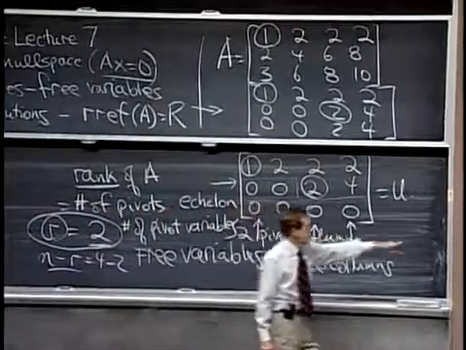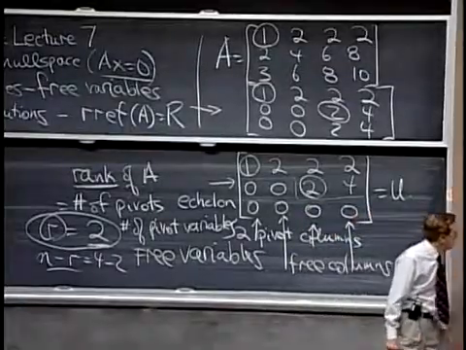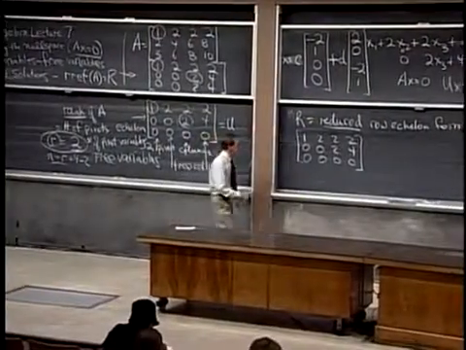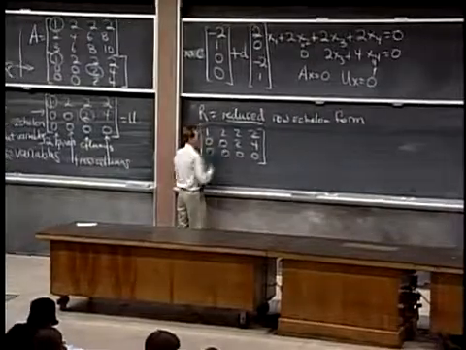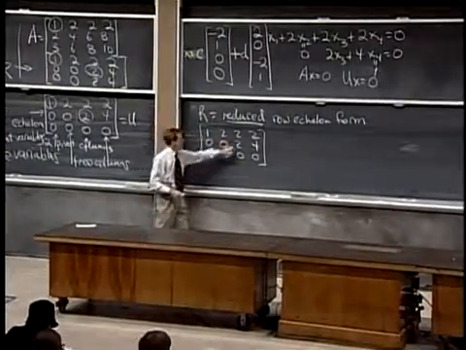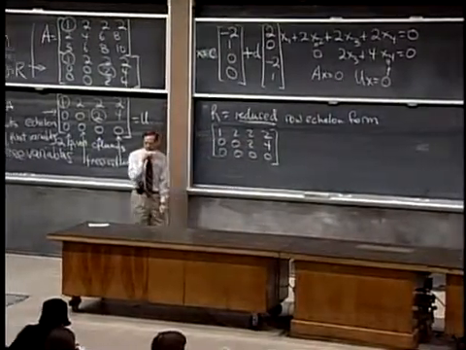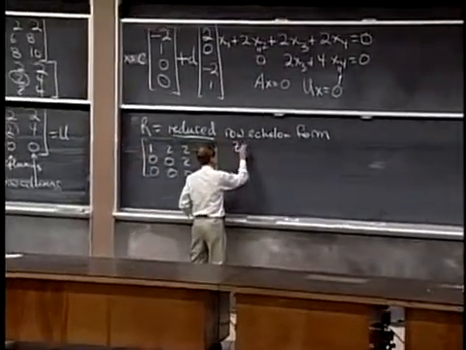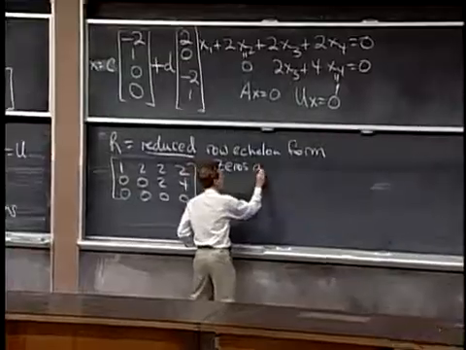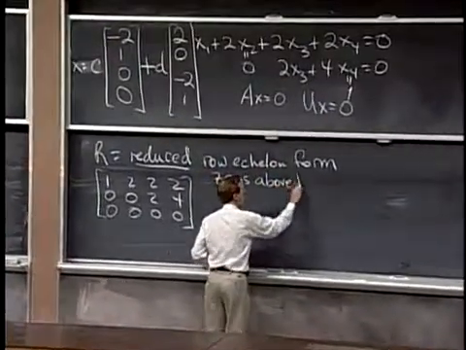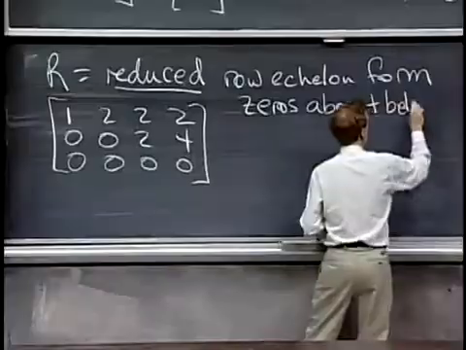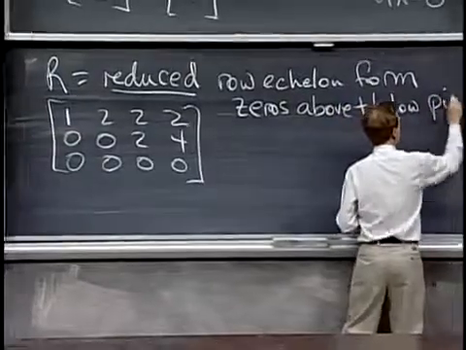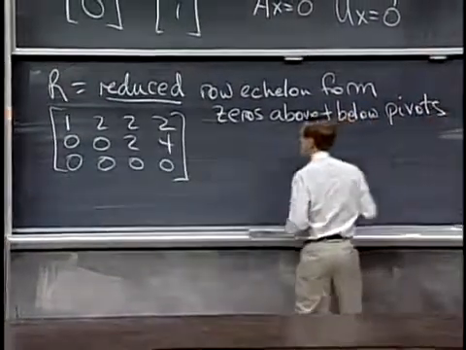Okay, so we got this far. Now, how can I clean that up further? I can do elimination upwards. I can get 0 above the pivots. So this reduced row echelon form has zeros above and below the pivots. So let me do that.